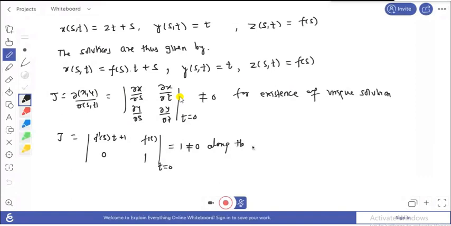this along the entire initial curve. So we can solve for s of x y and t of x y.